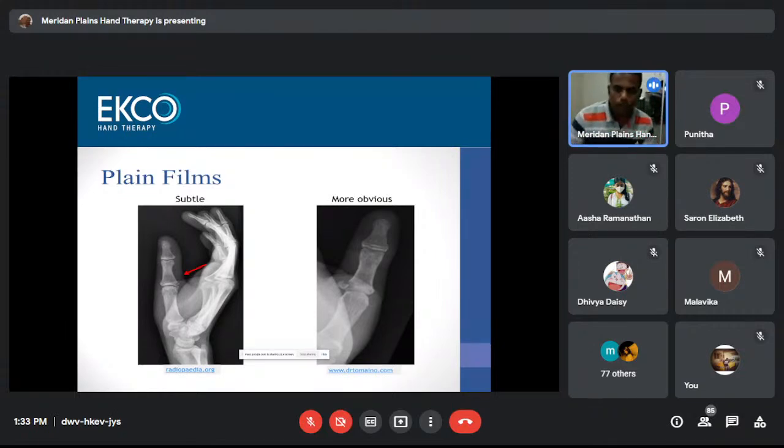That is one. And the second one, you can see how much of a chunk of bone fragment came out of the medial aspects of the proximal phalanx. This is quite easy to see in the X-ray film, but there are plenty of cases where radiologists missed diagnosing the condition.